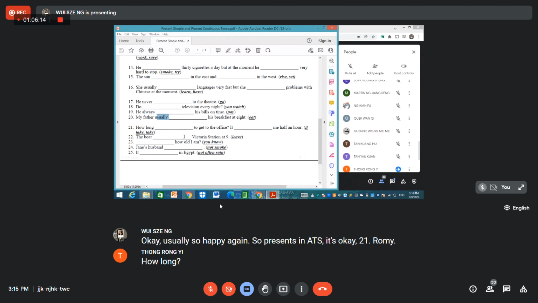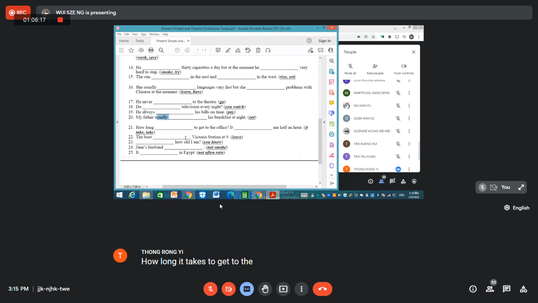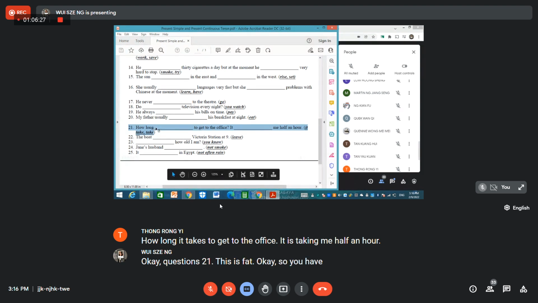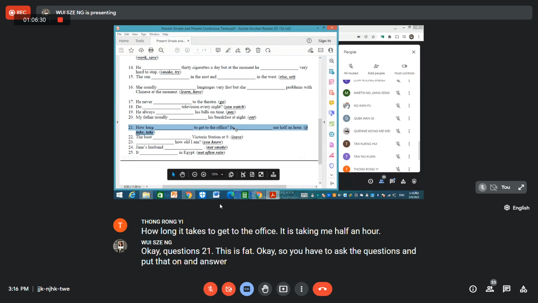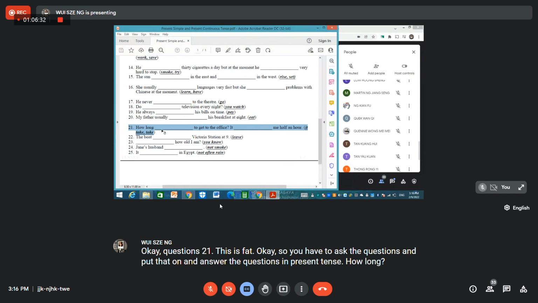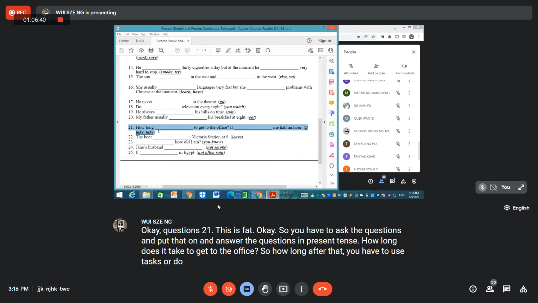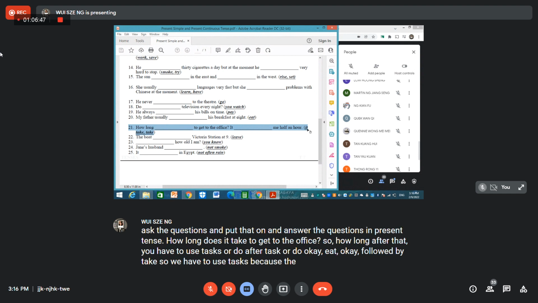How long it takes to get to the office? It is taking me half an hour. Okay, questions 21. This is fact. Okay, so you have to ask the questions and answer the questions in present tense. How long does it take to get to the office? So how long? After that, you have to use does or do. Followed by take. So we have to use does because the subject is it. So how long does it take?